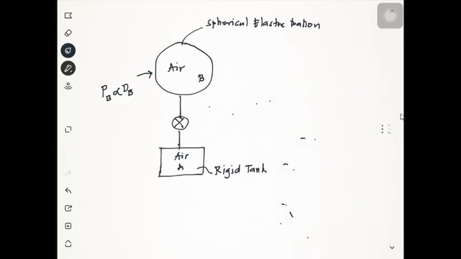So you have the given volume of A. This is 0.1 cubic meter, and the pressure of A is 300 kilopascal. And we have the temperature of A. This is 25 degrees Celsius. Given that the temperature of B is equivalent to the temperature of A.